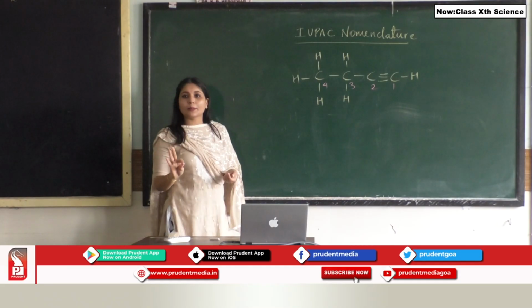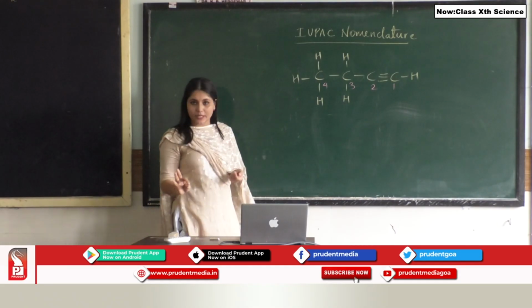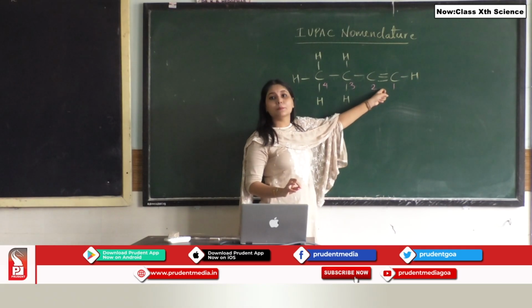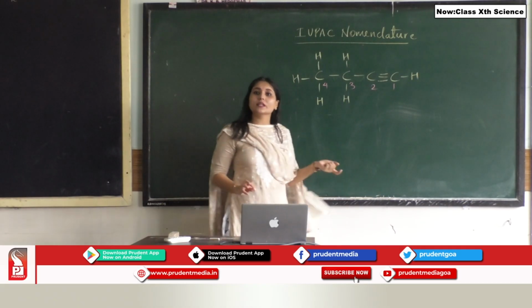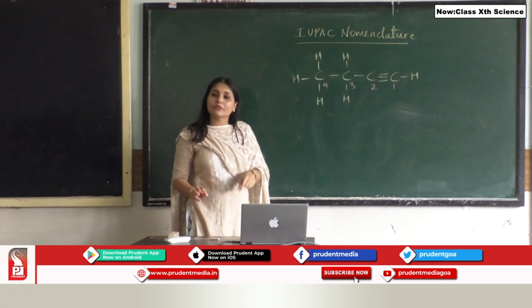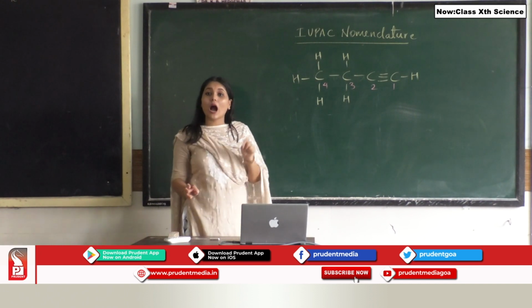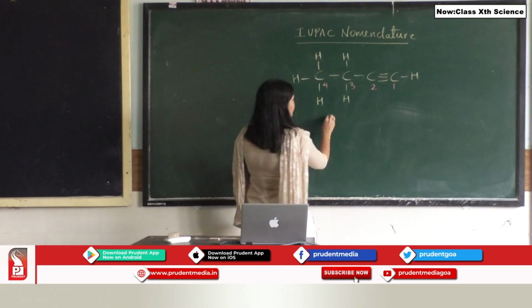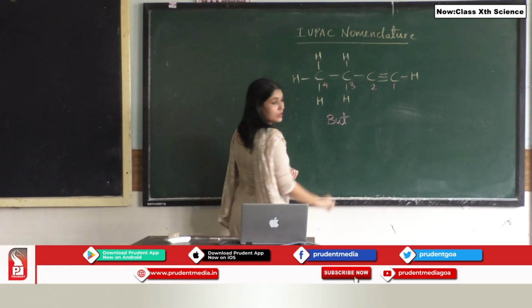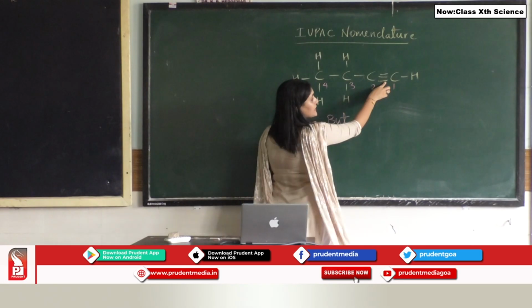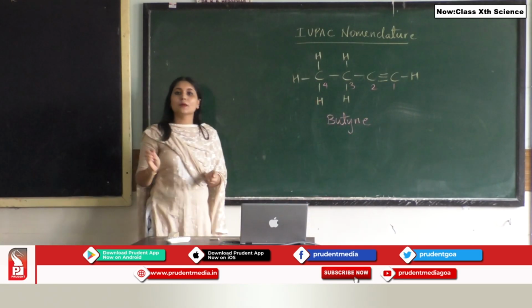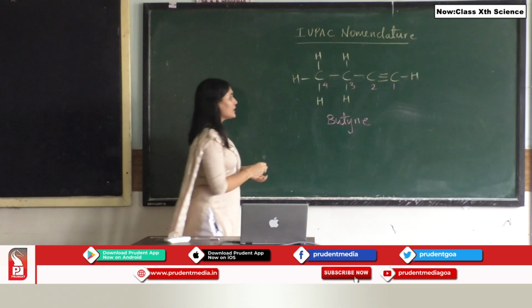Since there are 4 carbon atoms, we know it is butane, but we see that at the number 1 position there is a triple bond attached. So what is the suffix that you are going to use? The suffix is going to be "-yne". So what is going to be the name of this compound? It is but-. And since there is a triple bond, it is an alkyne and it is called but-1-yne.